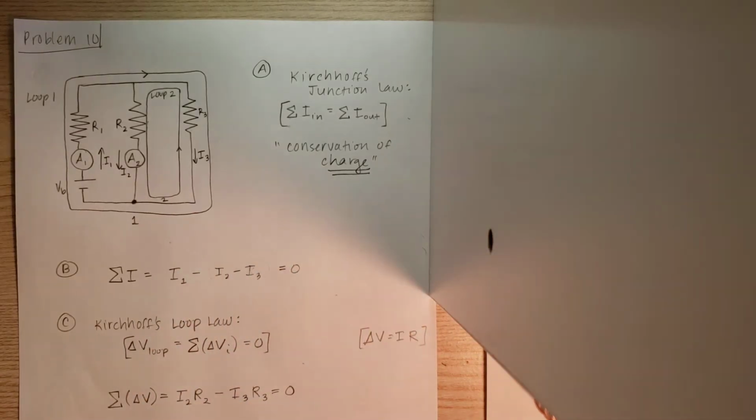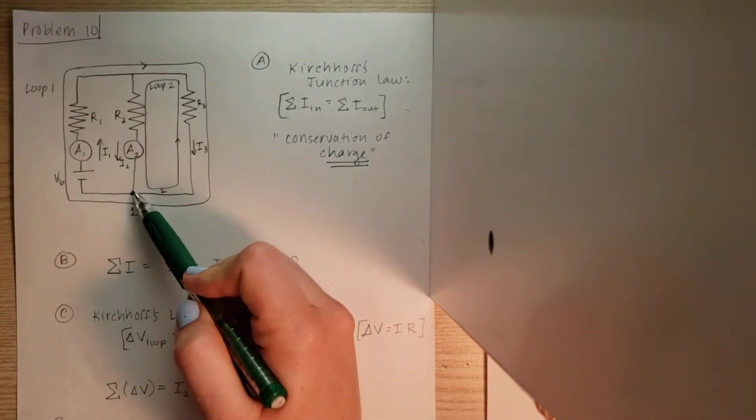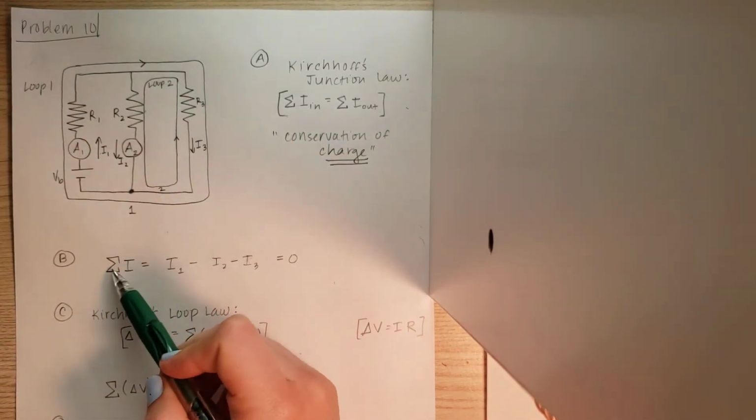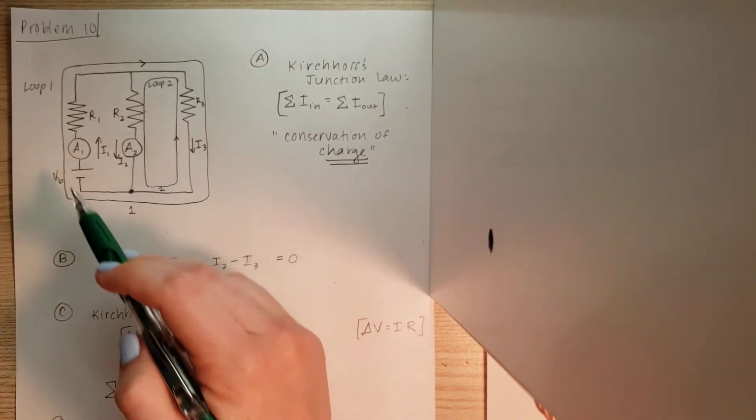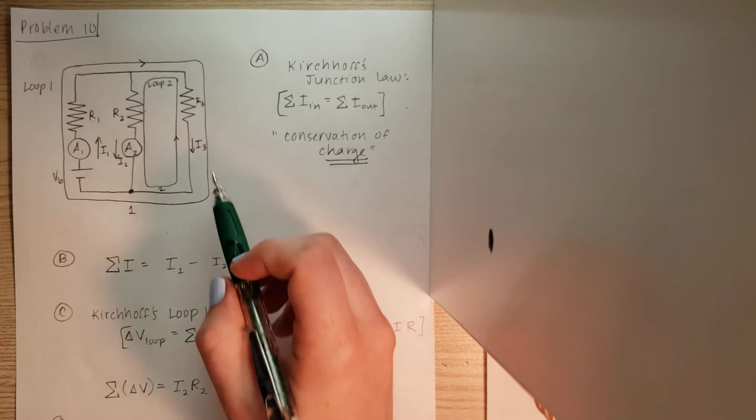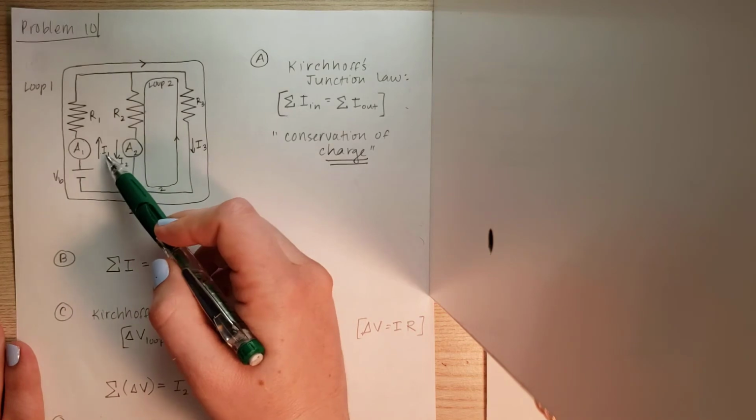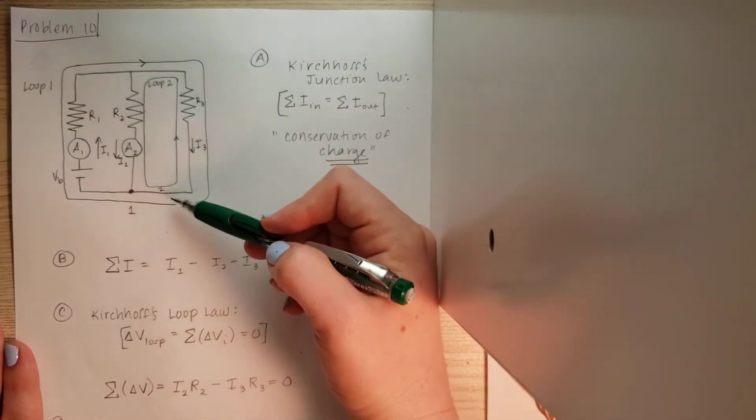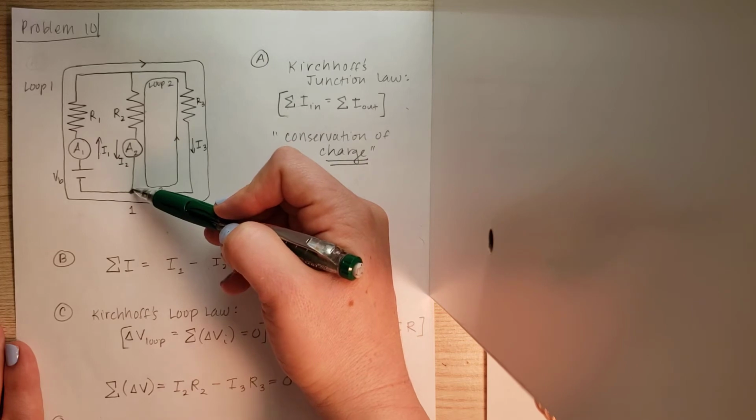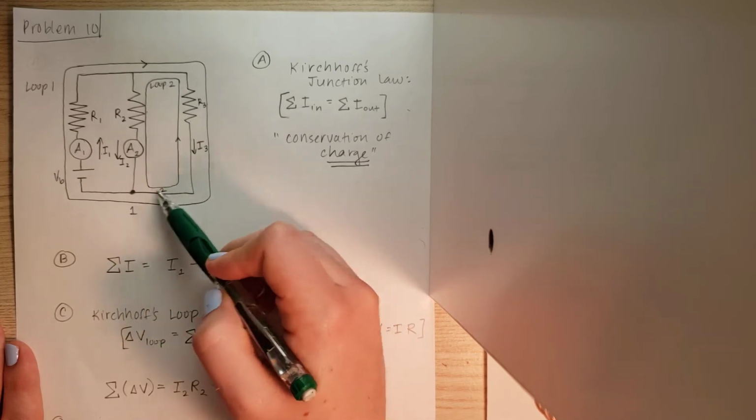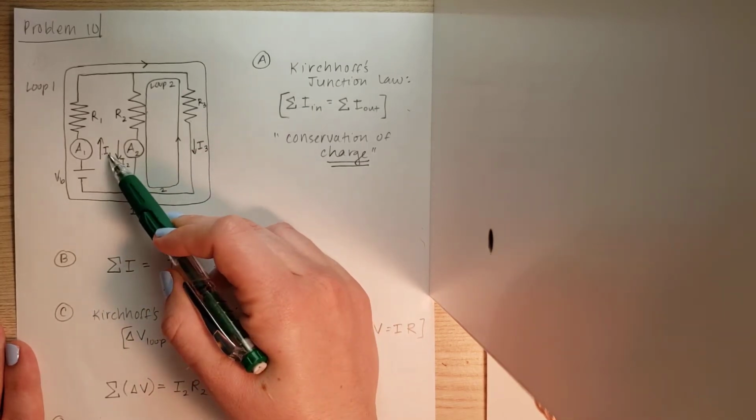And then for part B, they want us to apply the junction rule to the junction labeled with number 1. So this junction right here. So to apply our junction rule, we know that the total sum of our currents is going to be equal to 0 because the flow in is equal to the flow out. So we just need to take the flow into the junction, which is going to be current 2 and current 3 flowing into the junction, and subtract the current coming out.